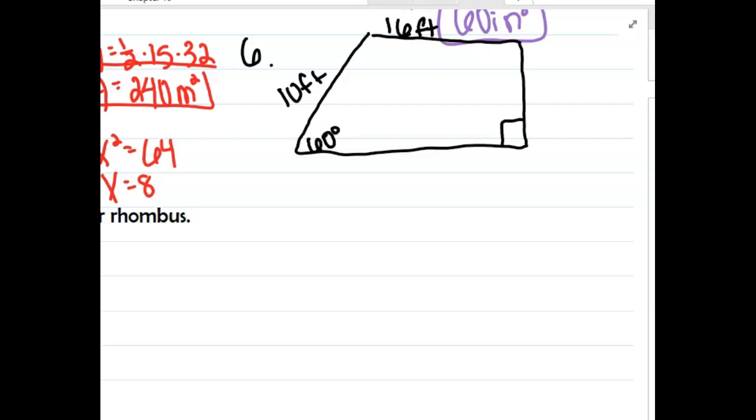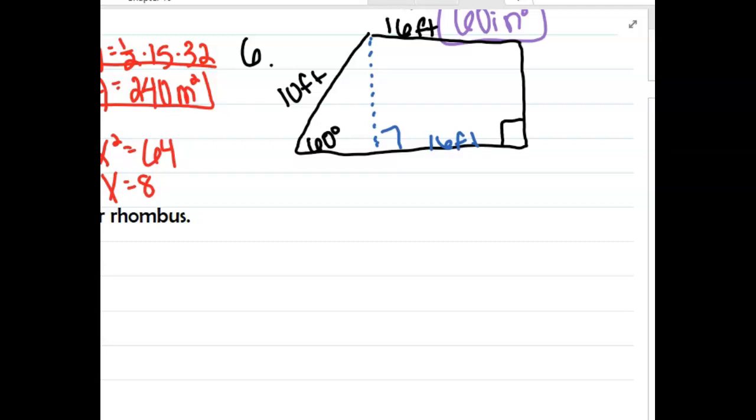Okay, now, remember, in order to find the area of a trapezoid, I need both bases. Do I have both bases? No, I have the top one, right? 16. But I don't know, if I were to drop this down here, I know that this much is 16, but I need to find that one, so I don't know both bases. But I also need the height. Do I have the height? No. Okay, so we've got to find both of those.